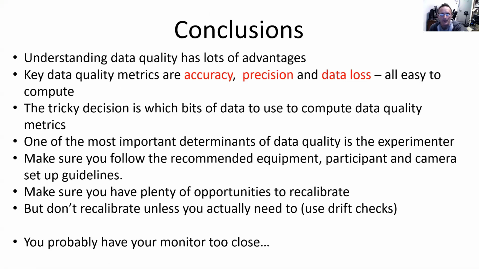I'm going to skip past that and just conclude. There's lots of reasons why you should understand data quality. It's very, very easy to measure the key metrics, which are accuracy, precision, and data loss. You, the experimenter, are one of the biggest, if not the biggest, impacts on overall data quality. How you set the participant up, how you monitor the data as it's being collected, how you motivate and instruct your participant, all of those things will have huge impact.